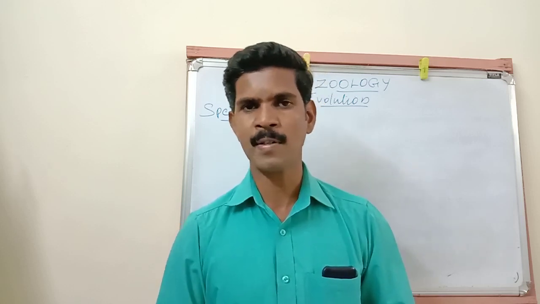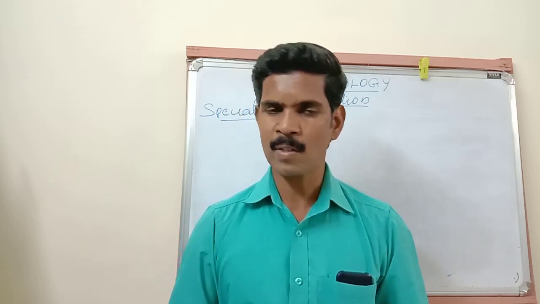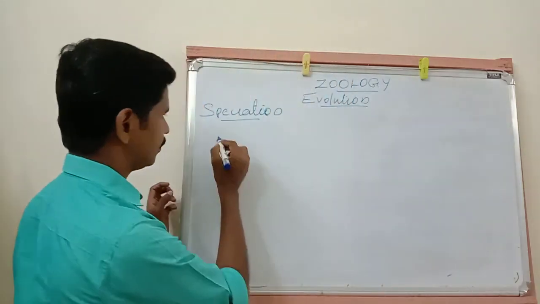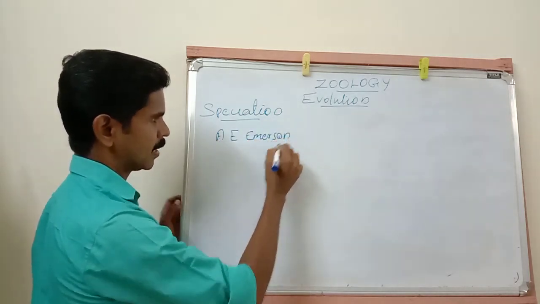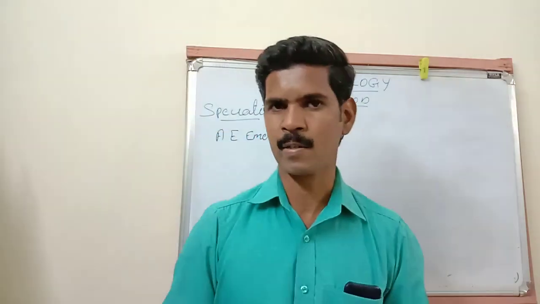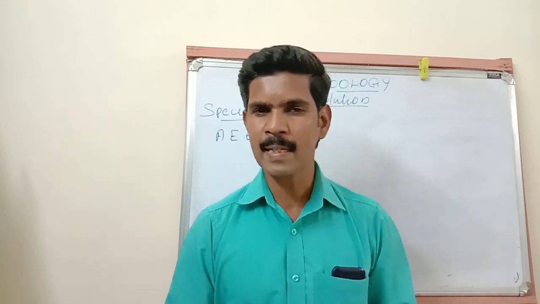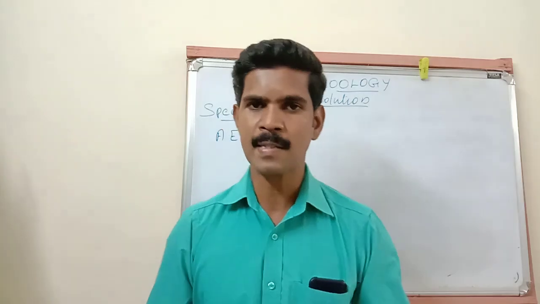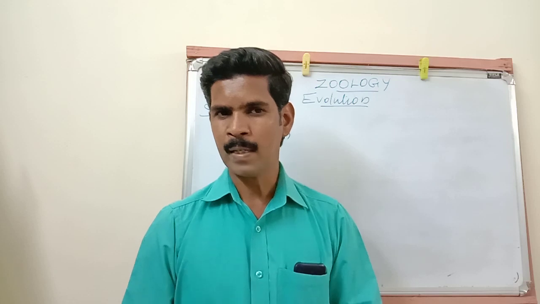Then one more definition for this word speciation. This definition was given by one naturalist, A.E. Emerson, one of the famous naturalists. According to his view, it is a genetically distinctive, reproductively isolated natural population. So Emerson has given a definition here, but it really describes a species.